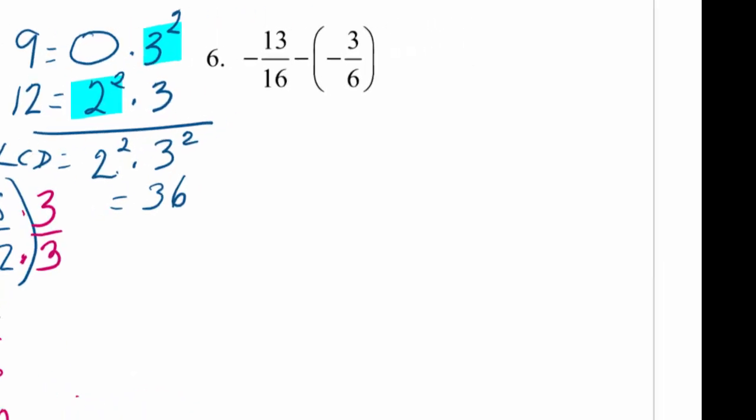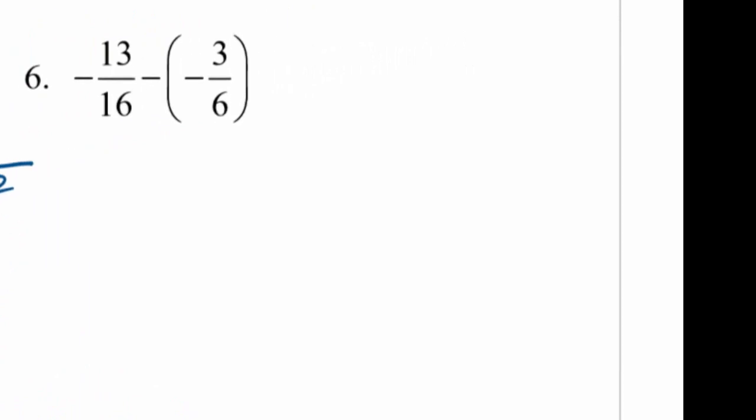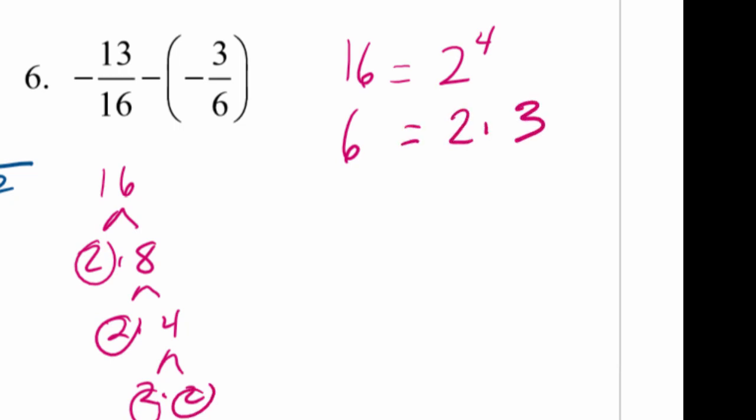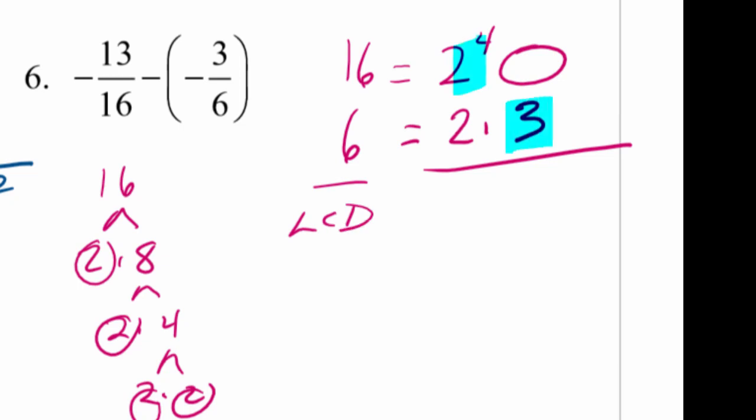In our last problem, we've got a denominator of 16 and a denominator of 6. Okay, 16. Okay, so 16 is 2 times 8, which is 2 times 4, which is 2 times 2. So 16 is 2 to the 4th. There's 4 of these 2's. All right. And then 6 is 2 times 3.